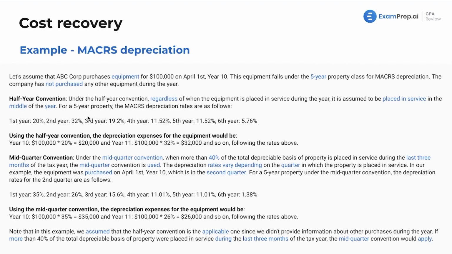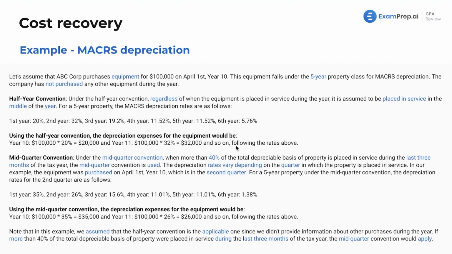Now, for a 5-year property, the MACRS depreciation rates are as follows. However, you would have to go and find that on the chart. So a good example would be to pull it up in the resources where we've got the depreciation tables and see if you're able to find these percentages. Make sure you use the proper 5-year class and the proper exhibit. Under the half-year convention, the depreciation expenses for the equipment would be the following. We've got in year 10, take that full $100,000 times 20%, then year 11, $100,000 times that 32%, and so on and so on.